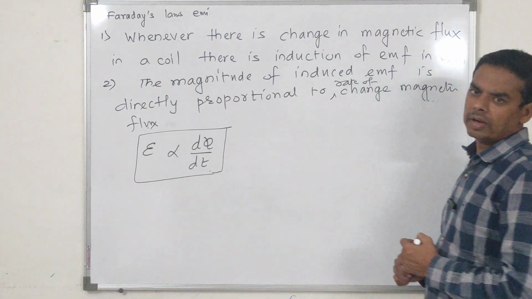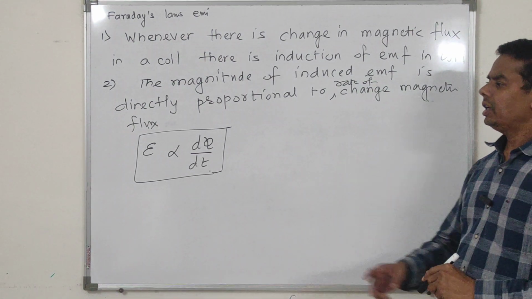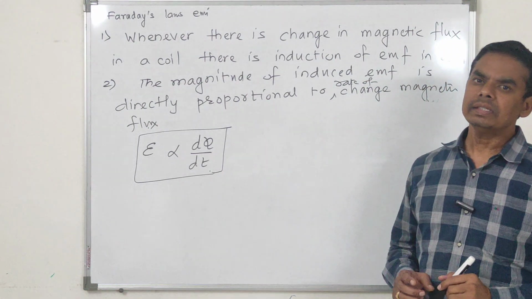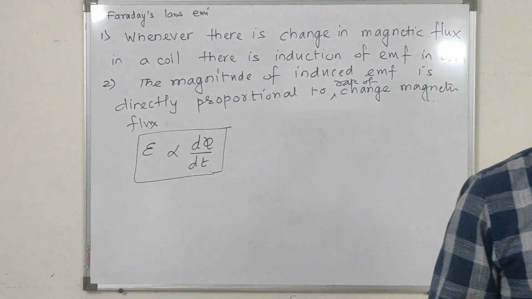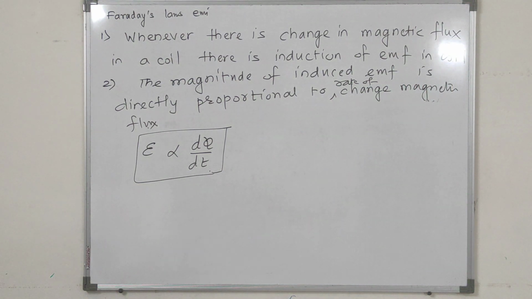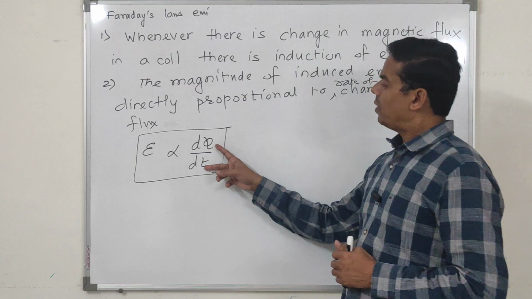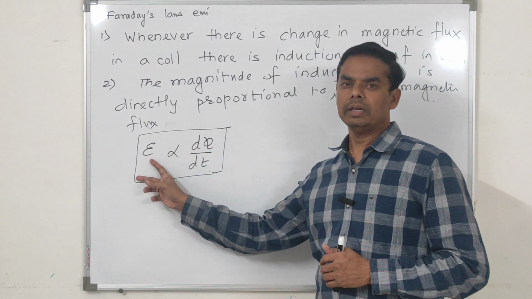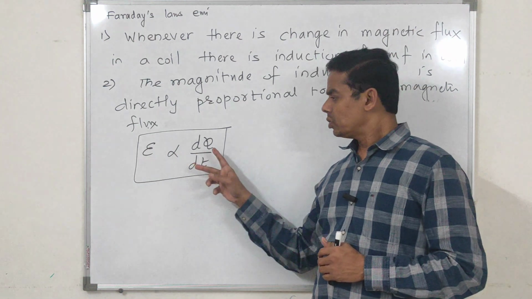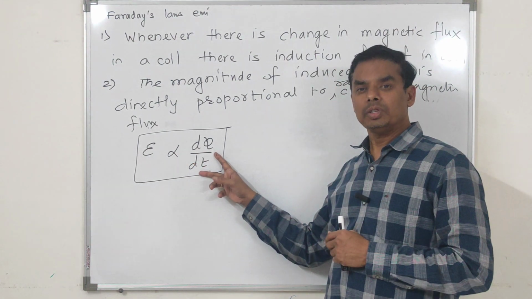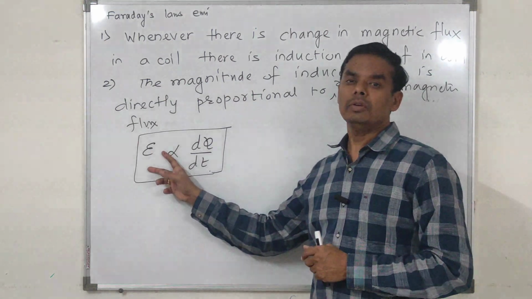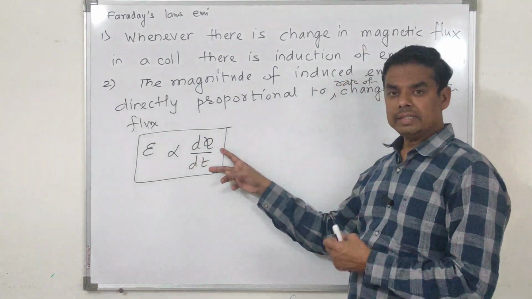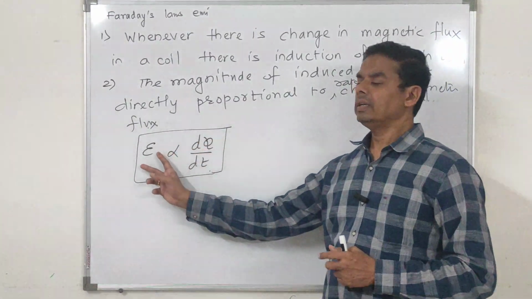This is Faraday's law of electromagnetic induction. It represents both laws. One is why there is an induction of EMF, that is due to the change in magnetic flux associated with the coil. And second, how much EMF is induced? Whatever the rate of change of magnetic flux, that will be the magnitude of induced EMF. If there is an increase in the rate of change of magnetic flux, more EMF will be induced in the coil. If there is a decrease in the rate of change of magnetic flux, then there will be a decrease in the induced EMF.